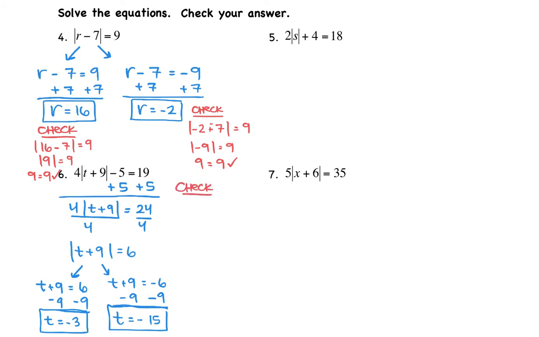Remember, when you check, go back to the beginning. So I have 4 times, and then in the absolute value bars, I'm going to first plug in negative 3. So negative 3 plus 9, minus 5 equals 19. So 4 times the absolute value of 6. Remember, work inside those absolute value bars first, then take the absolute value. So this would be 4 times 6 minus 5 equals 19. 4 times 6 is 24. 24 minus 5 is 19. So that one worked, which is great.